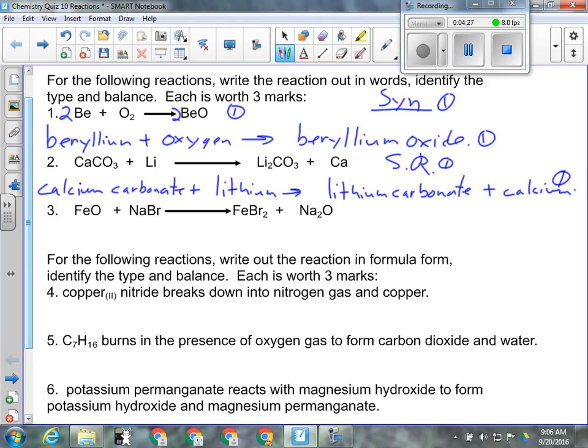Okay, now I've got to balance it. Looking at what's not balanced right now, the only thing that isn't balanced is lithium. There's 1 carbonate on this side, 1 over here, 1 calcium, 1 calcium. All I need is a 2 here, and the equation is balanced. So 1 mark for the balancing. That one's also out of 3. Questions on number 2?